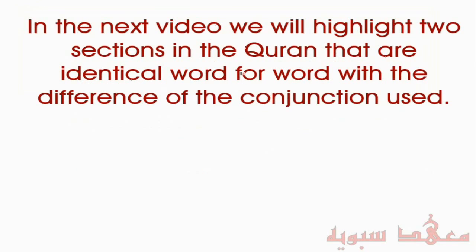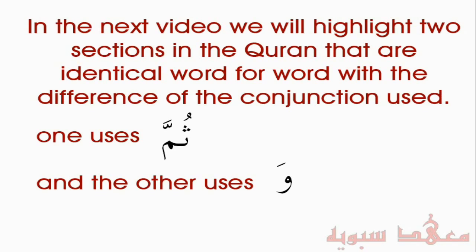So in the next video I'm going to highlight two sections in the Qur'an that are identical word for word with the difference of the conjunction used. So there's two sentences or two statements made by Allah subhanahu wa ta'ala, and the difference between the two is just the conjunction that joins them. One uses thumma and the other uses the waw, and we'll explain linguistically how appropriately both of these conjunctions were used.